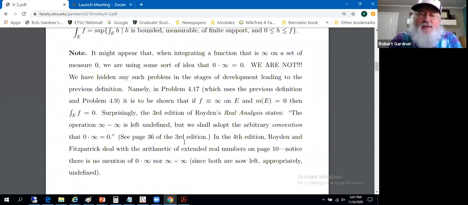The third edition has a moderate amount of new stuff over the previous editions of the book. But this must be Fitzpatrick's idea to go through and eliminate this. There's no mention of this, appropriately so. There's no mention of this kind of thing in the fourth edition of the book. Yeah, the theory's taken care of in terms of the definitions. So none of this stuff here.